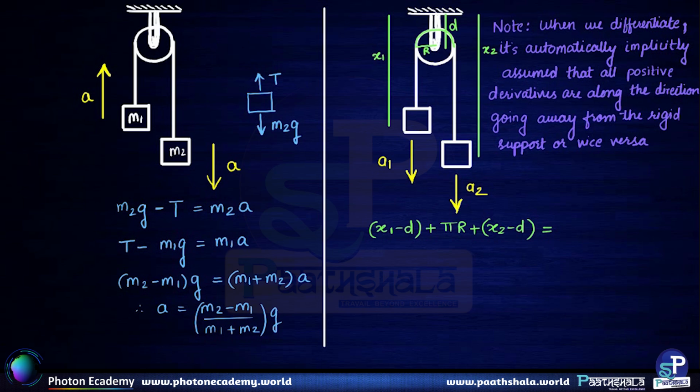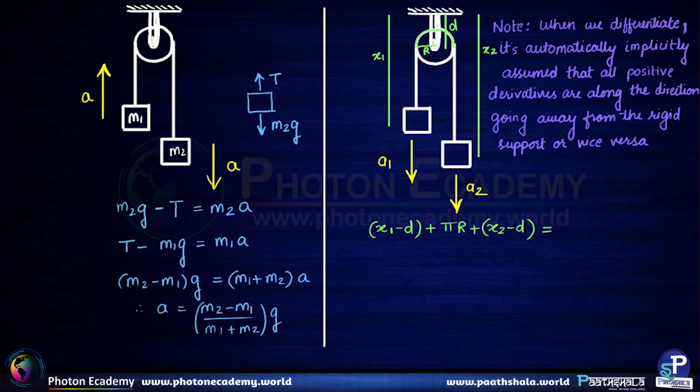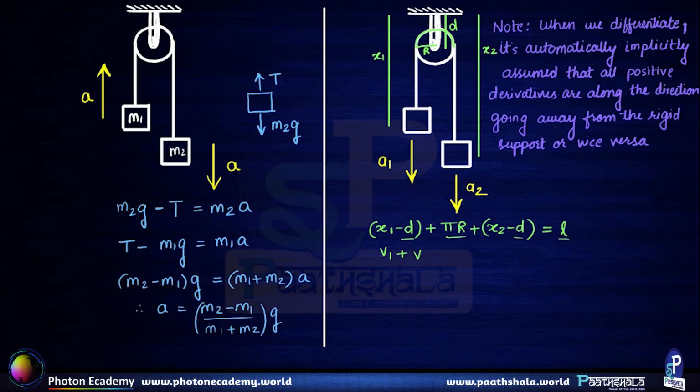d happens to be the distance of the center of the pulley from the rigid support. So this is L, the length of the string. Now when we differentiate, we get v1, the derivative of d, pi r, d and L are going to become 0. So we just simply get v1 plus v2 is equal to 0. v1 is the velocity of mass m1 and v2 is the velocity of mass m2.